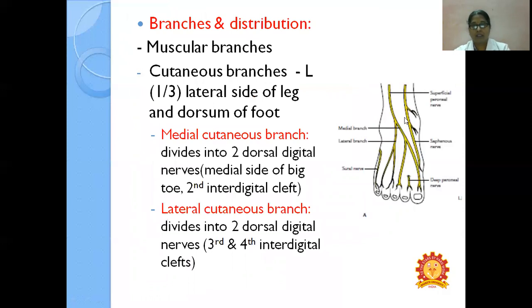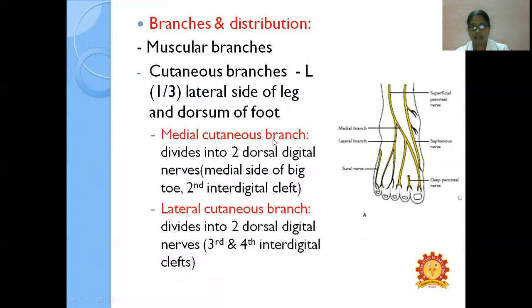What are its branches? Obviously, all these nerves give muscular branches. Here also it gives muscular branches which supply the muscles of the lateral compartment of the leg. Then the cutaneous branches supply the lower one-third of the lateral side of the leg and the dorsum of the foot.